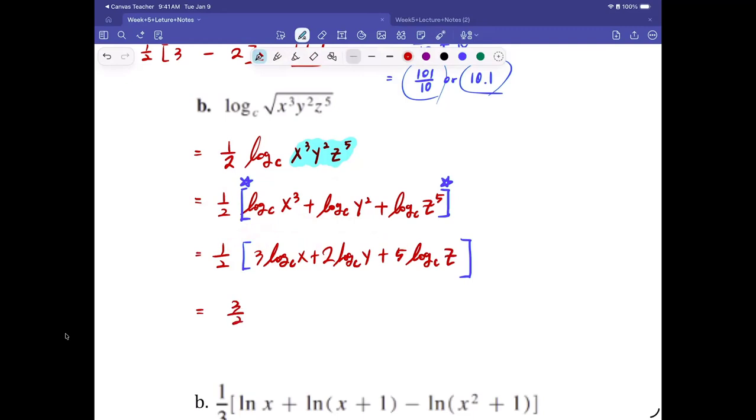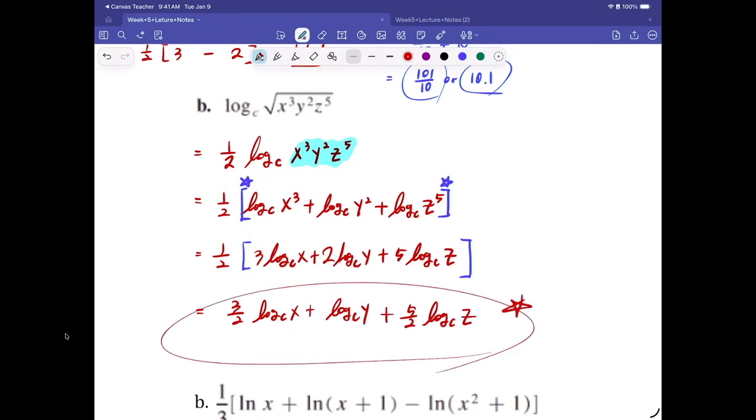So 3/2 log base c of x, and then 2/2 is 1. Okay, so 1 log base c of y, right? 2/2 is 1, right? And then 5 times 1/2 is 5/2. So that is the final answer. I mean, you can write down 1, or without 1, up to you. But it's going to be the same.